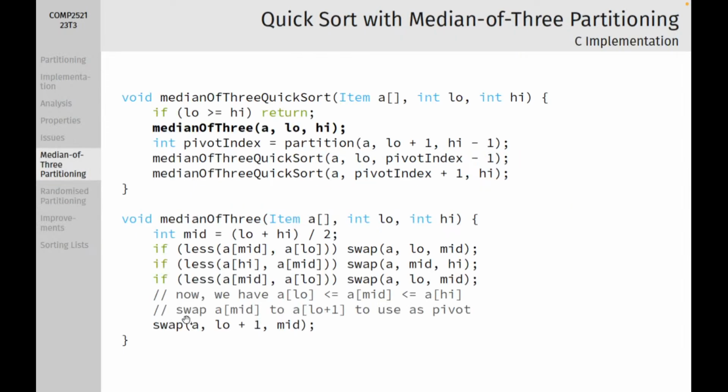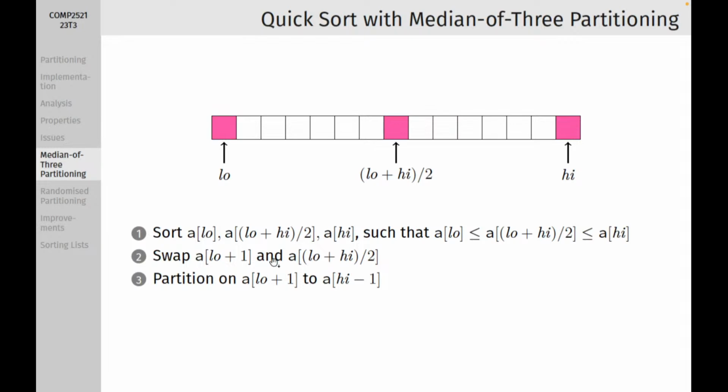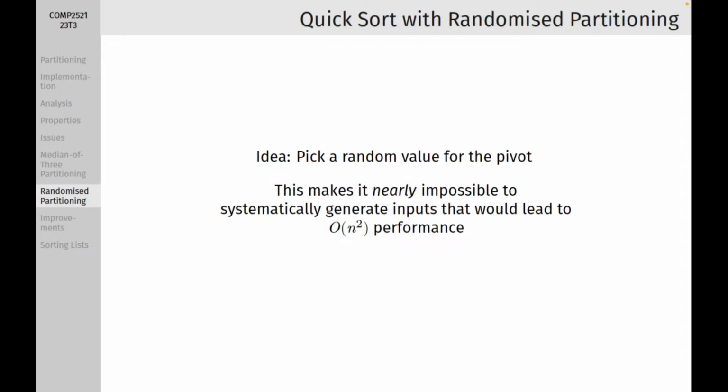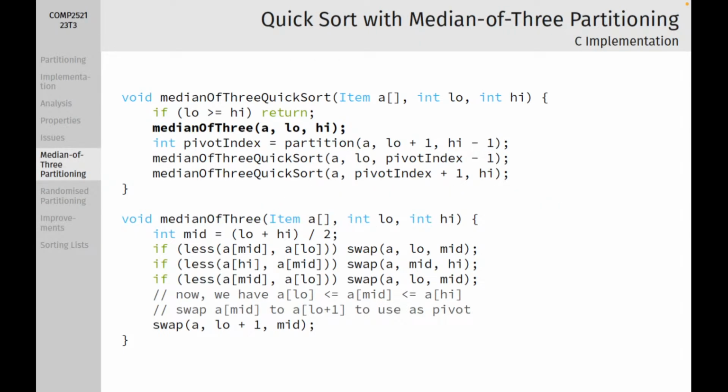Then we swap the middle index with index low plus 1. Then we partition between index low plus 1 and index high minus 1. This basically implements what I described here. Then we recursively quicksort the left half and the right half, just like with normal quicksort. All right, so that is median of 3 partitioning.